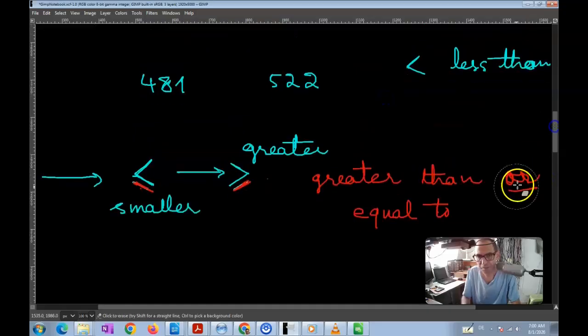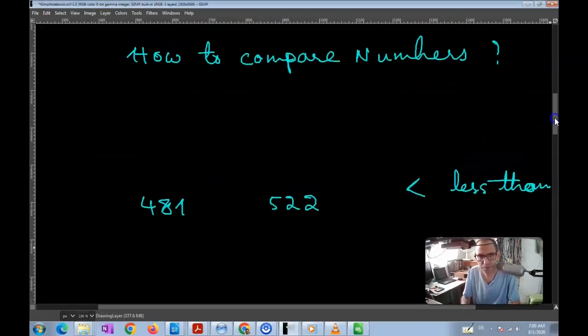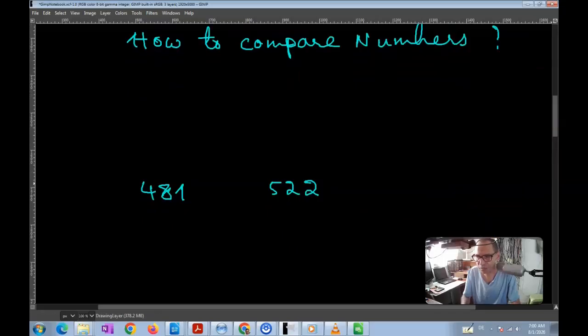Now, we want to compare numbers, and one thing that I need to let you know from the beginning: I'm not against memorization, right? Memorization is sometimes a good thing. There is a whole bunch of calculation that we are going to need to do, and of course we need to memorize a whole bunch of things.